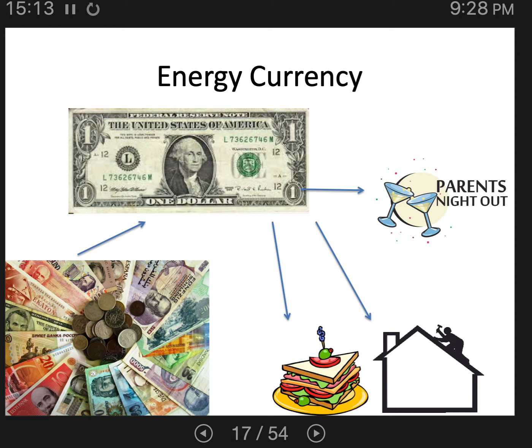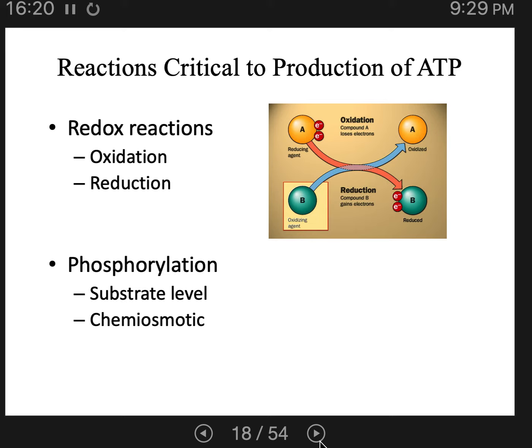Okay. So redox reactions are really critical in understanding metabolism. How do we extract our energy from our food? It's usually by stripping high energy electrons, and that's going to count as a redox reaction. So redox reactions are when electrons are transferred from one molecule to another. Oxidation is the loss of electrons. Reduction is the gain of electrons.